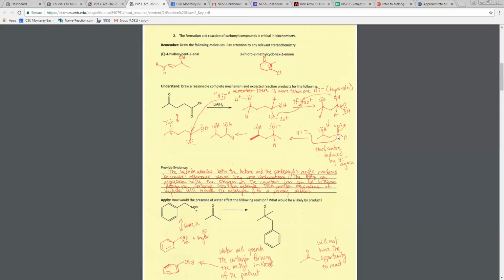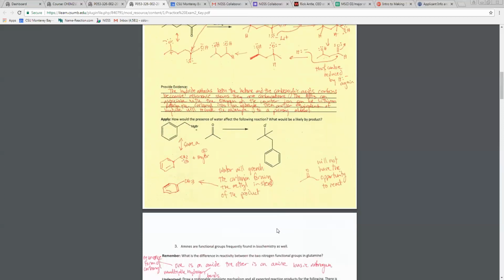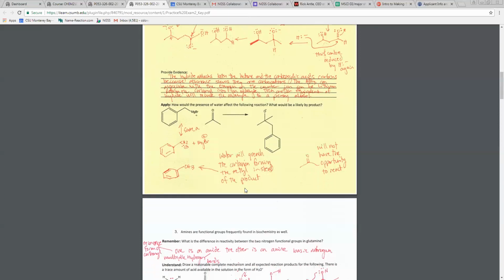hydroxyls. Of course, one of those hydroxyls can come down and form the aldehyde. But again, this aldehyde can also be reduced by a second equivalent of hydride to generate both a primary and a secondary alcohol as the final products. If we think about the presence of water for the following reaction, a likely byproduct is simply the quench, right? So it's to generate just the carbanion, forming the methyl instead of the product.